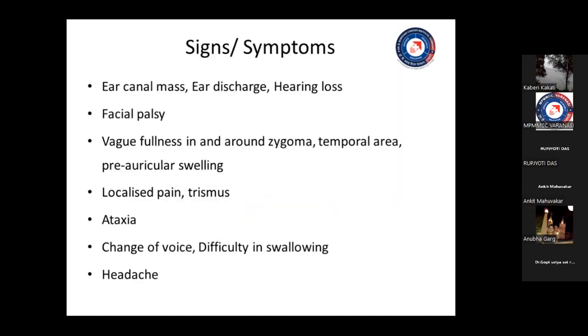So coming to the clinical features of the temporal bone tumors, the earlier symptoms are quite rare and vague, like ear discharge or hearing loss, and hence presentation at an advanced stage is not an uncommon phenomenon in temporal bone tumors. They can also present with an ear canal mass, facial palsies, vague fullness in and around the zygoma, the temporal area, and preauricular swelling. Advanced tumors can present with localized pain, trismus, ataxia, change of voice due to nerve palsies, lower cranial nerve palsies, difficulty in swallowing, or headache.